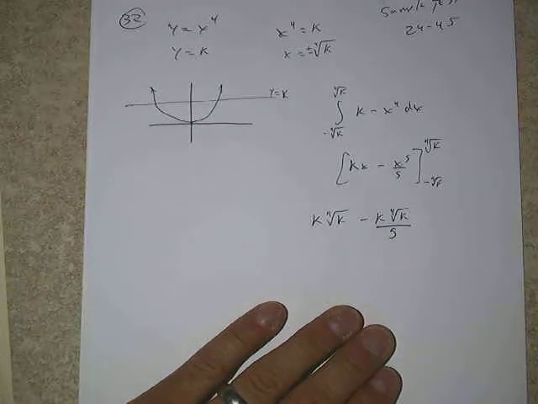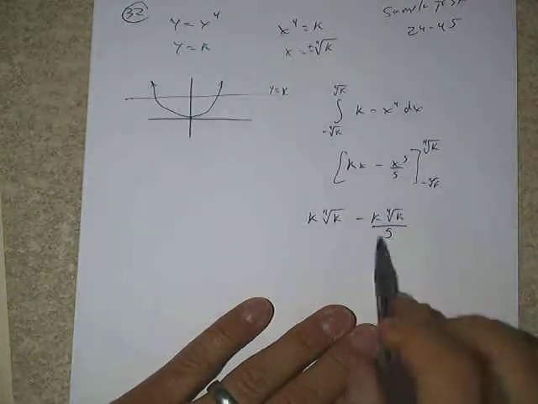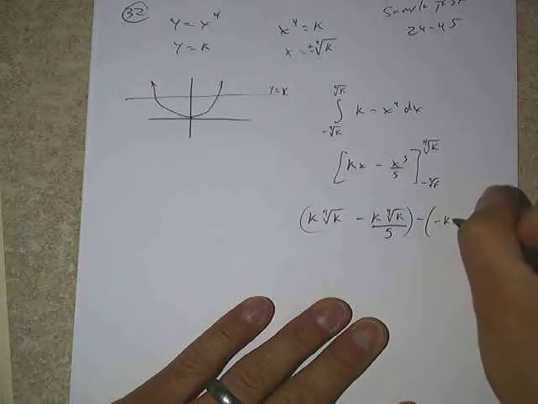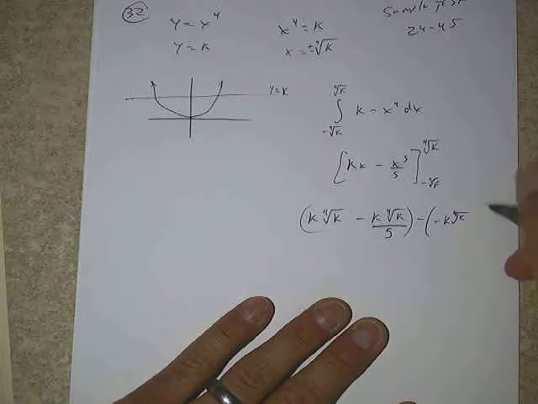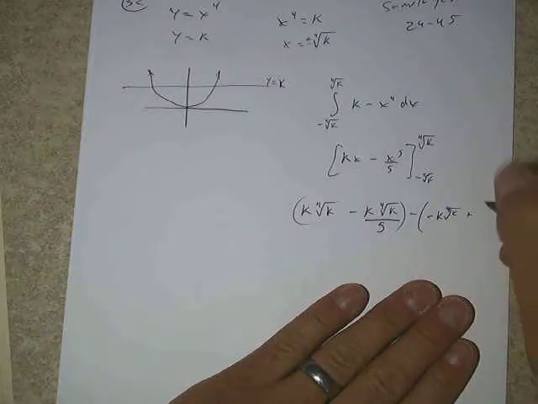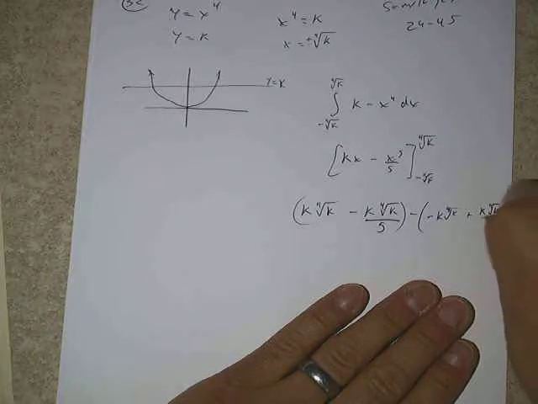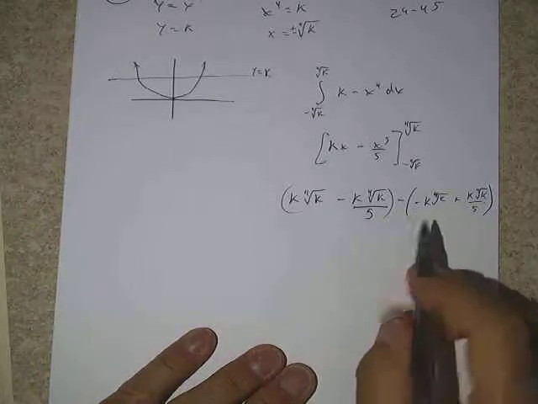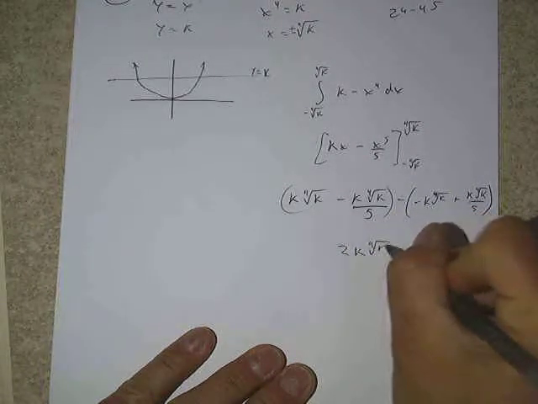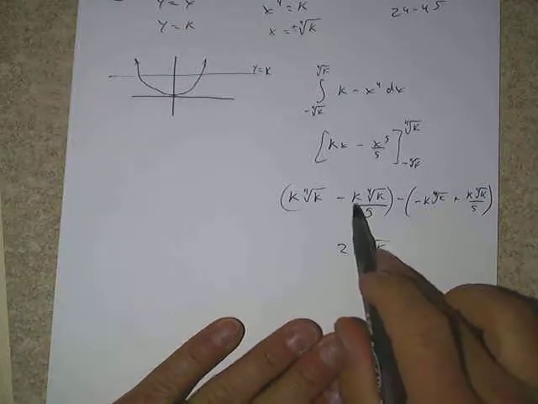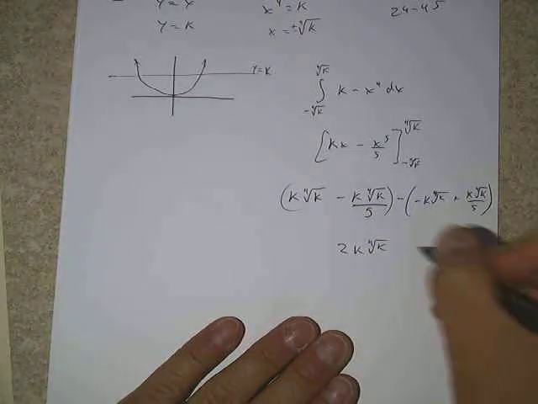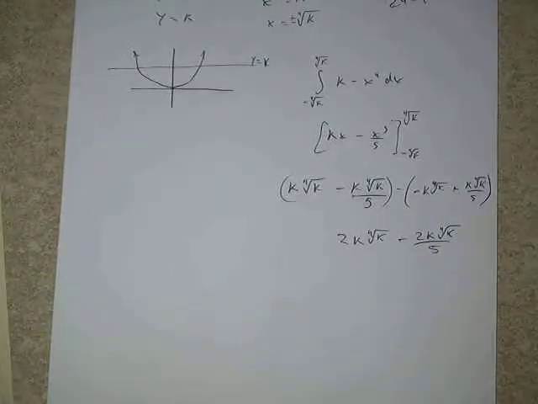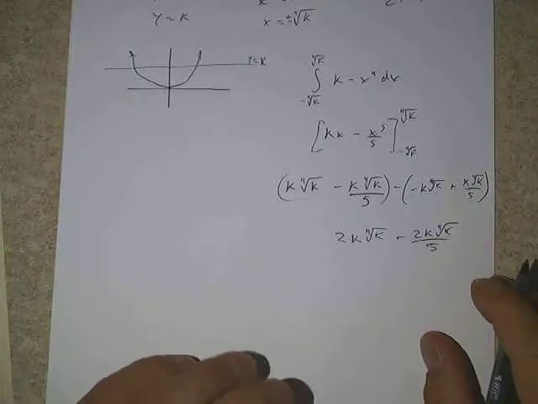But remember, that's also over what? 5. So by putting the fourth root of k into this, we're going to get that expression. And then from there, we're going to subtract. If I put a negative 1 in there, we're going to get negative k fourth root of k, and then plus k fourth root of k over 5. In doing the math on that, we get plus plus here, so we're going to get 2k fourth root of k. And then this one, minus this, and then minus this, so it's going to be minus 2k fourth root of k over 5.